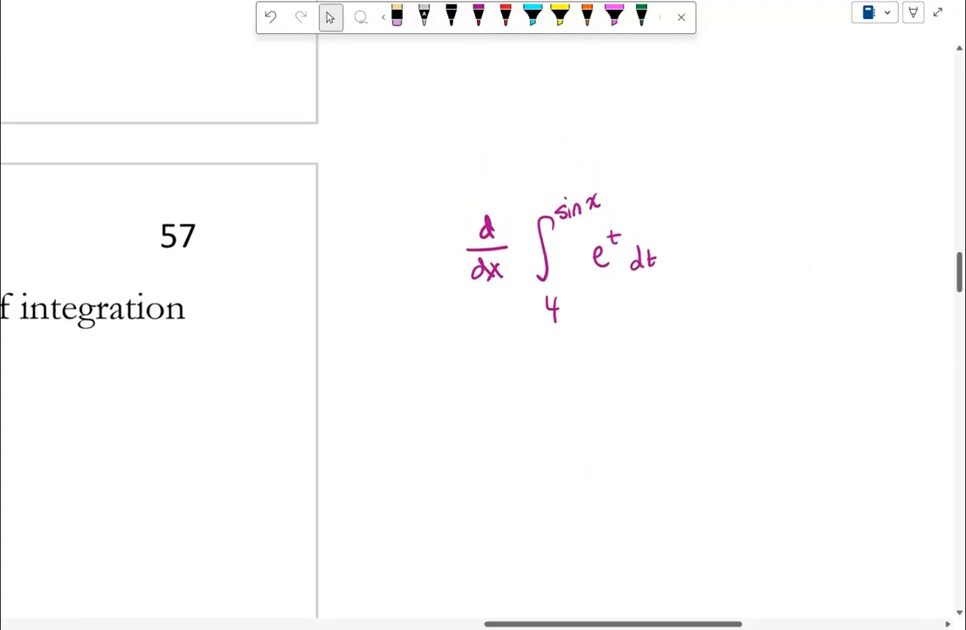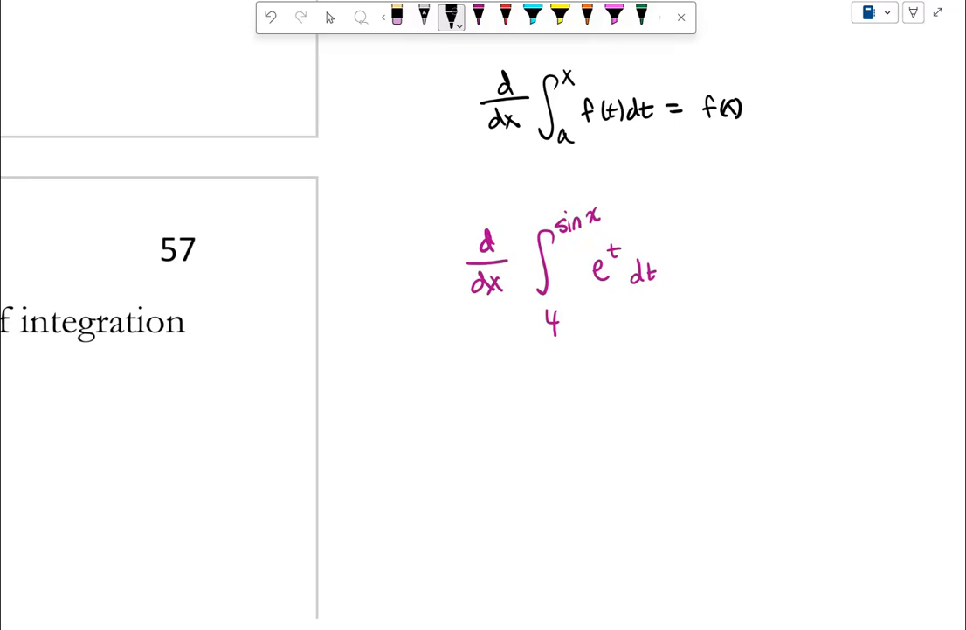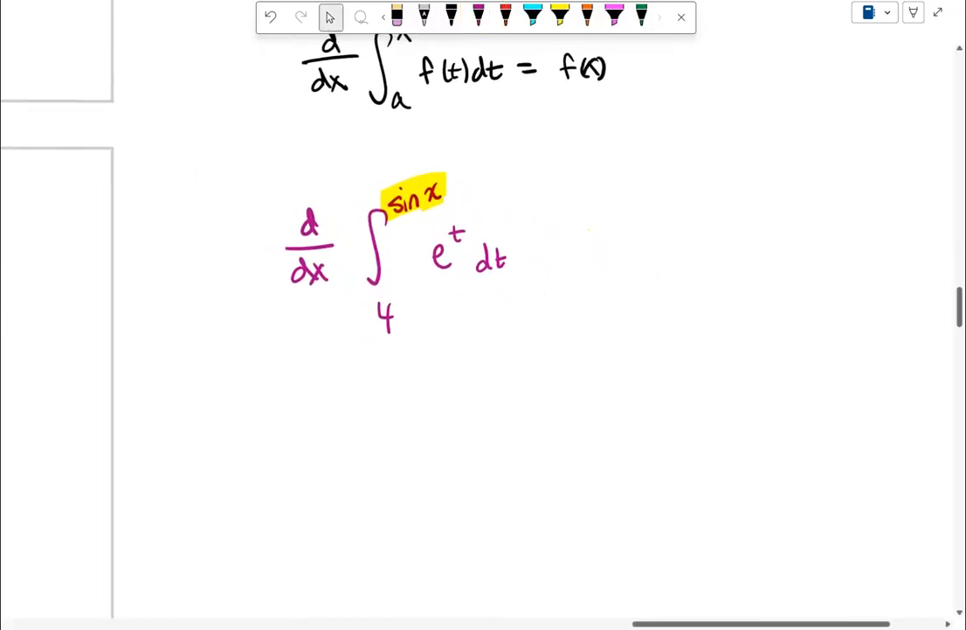So notice that when we are using the second FTC, we said that if x is our upper limit of integration, and really our lower limit could be any constant, that this just gives us f of x. But that theorem doesn't tell us exactly what happens when instead of x, I have something more complicated, something that's a function of x. So maybe even just like an x squared.